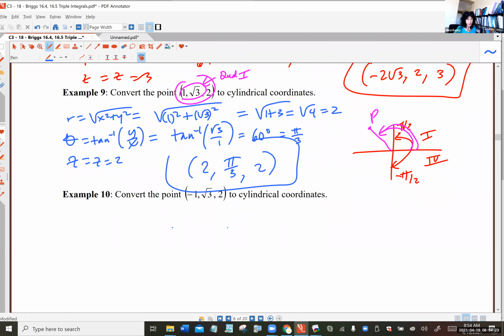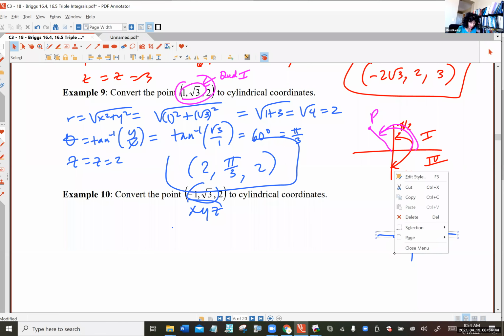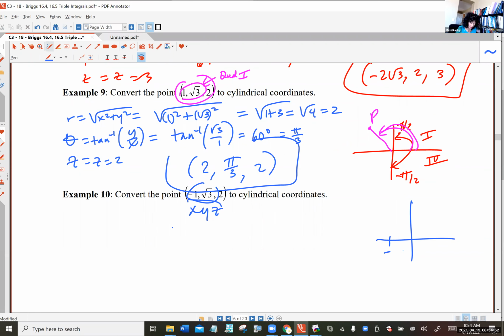Now, example 10, I'm putting on here to make a point. This point, which is given to you, here's your x, here's your y, here's your z. They want you to convert to cylindrical. If you graph the x and y, well, x is negative, so -1 over here, and then square root of 3, somewhere over here. So here's your point in the xy plane.